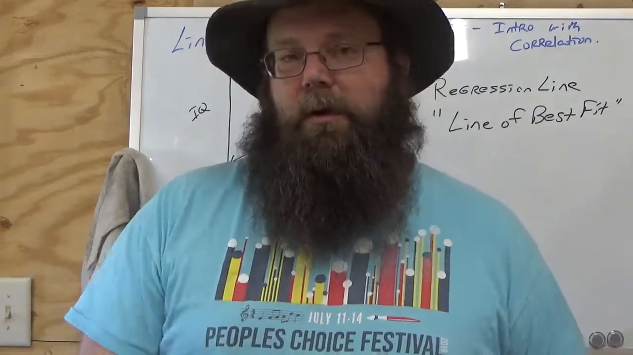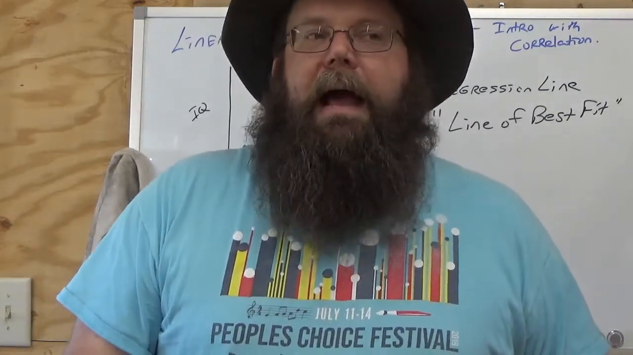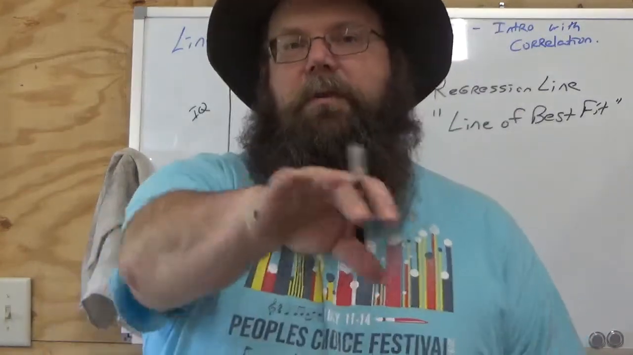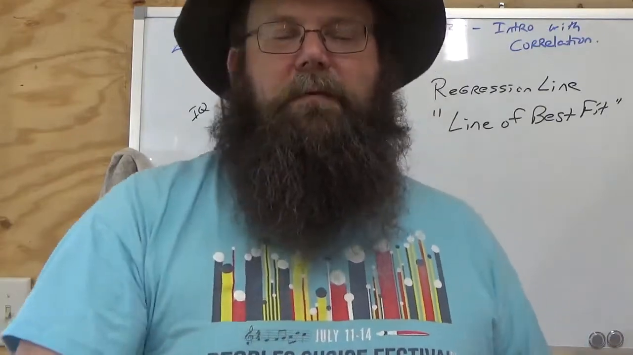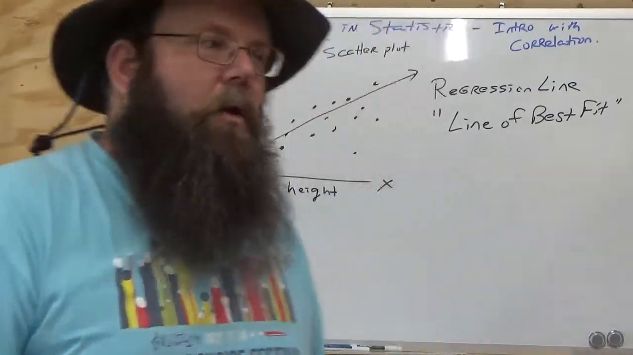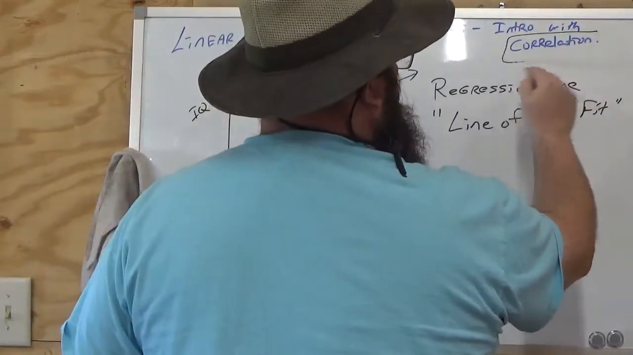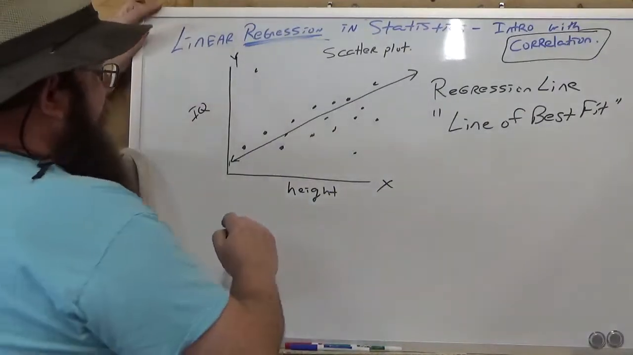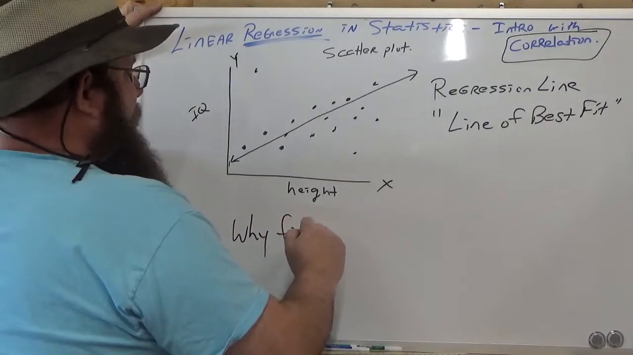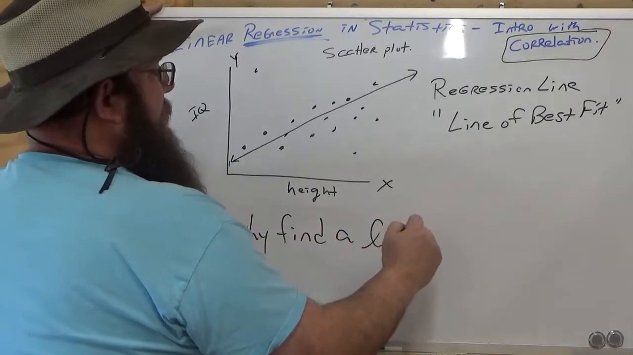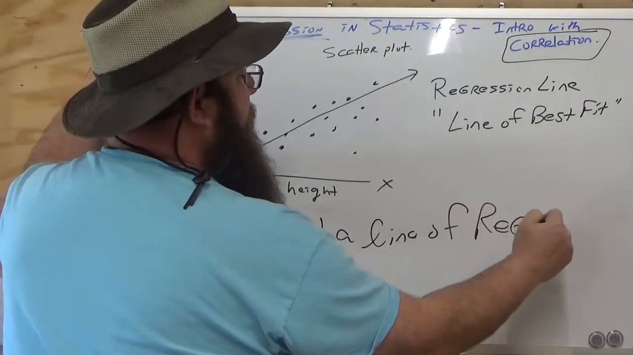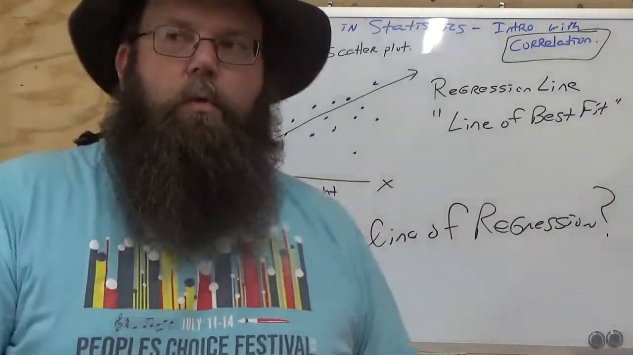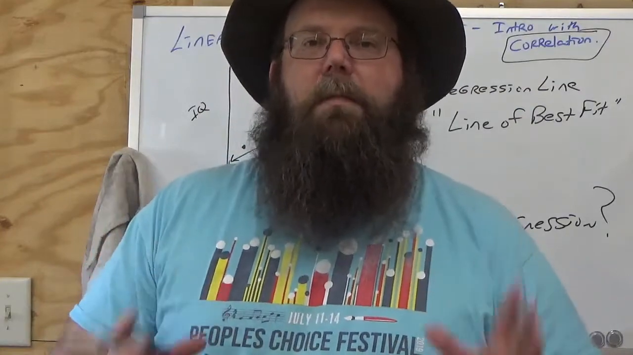Well, in statistics, we have a much better way. How your calculator figures out that regression line is going to be revealed to you in part 3 of this video series. But for right now, we want to focus on correlation. So this regression line puts it there. Now, why calculate? Why find a line of regression? Why do we want to do this? We do this because it creates a mathematical model.